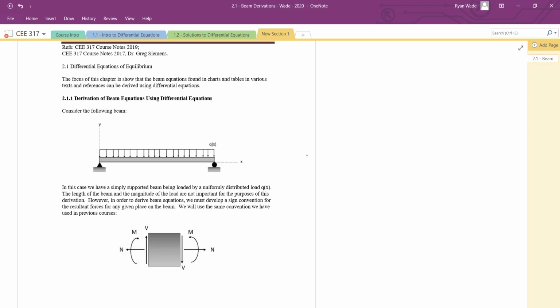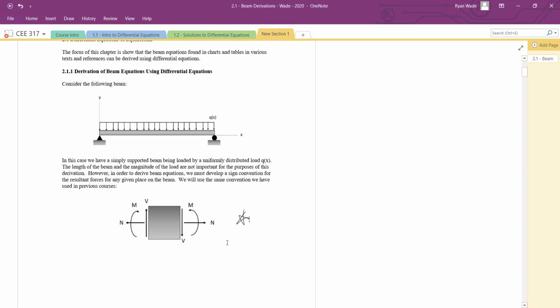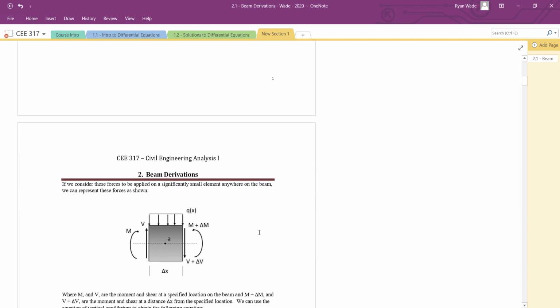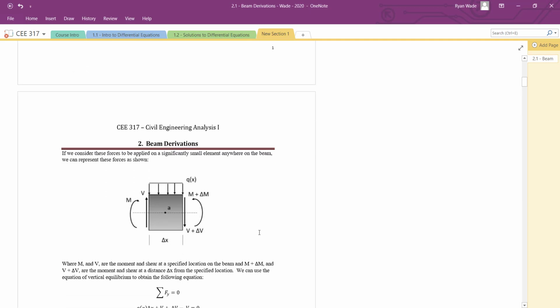So basically, we've got a simply supported beam with a uniformly distributed load across it. If we use our sign convention, like we've been talking about right here, where our moments, shear forces, and normal forces are positive at any differential spot on the beam, then what we can do is take a very small section.